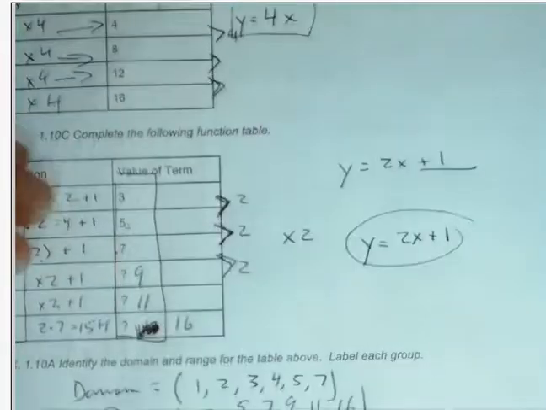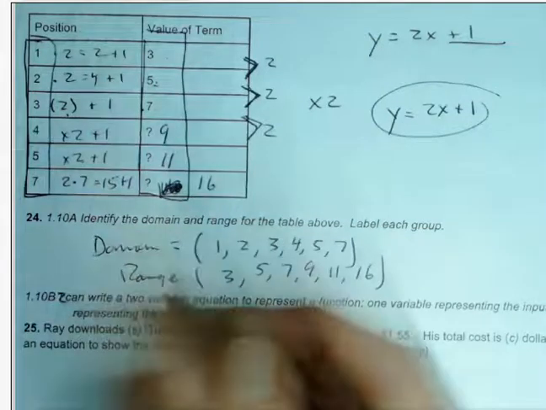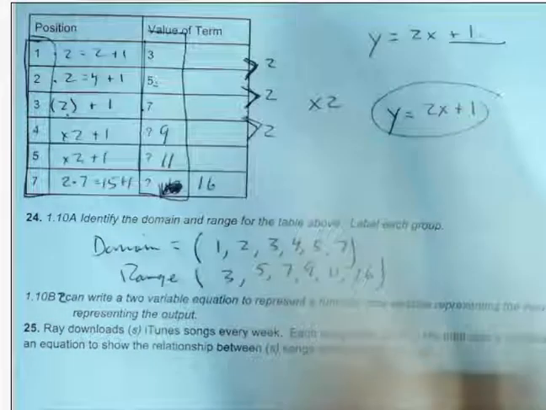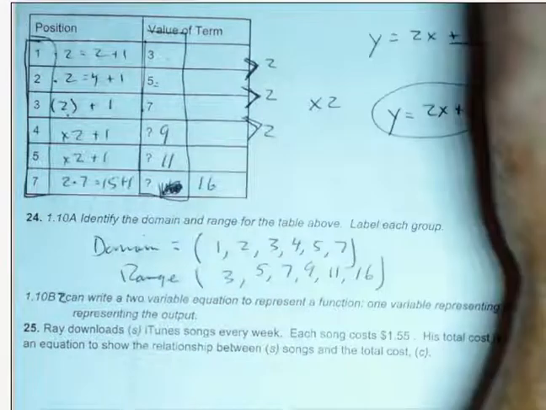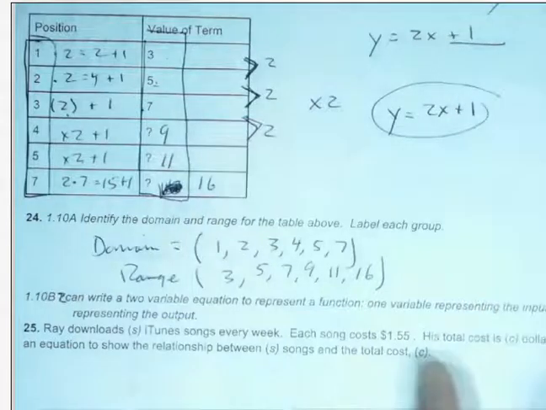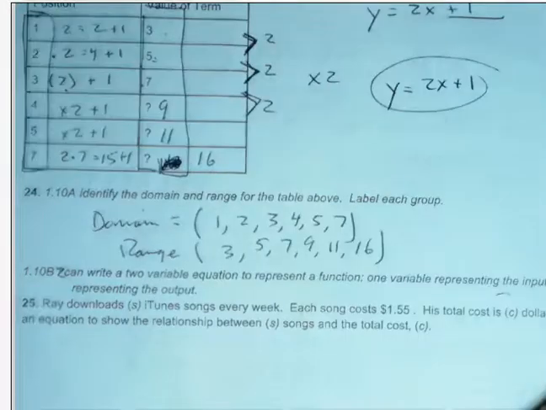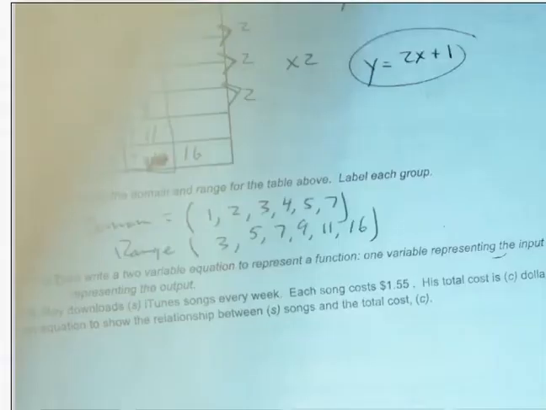1.10b1. I can write a two-variable equation to represent a function. Let's slide this up so you can see the domain and the range. This is actually 1.10B1, if you want to watch that video, where you take a table and you write an equation. 1.10B2 is where you take a word problem and do it. So I'm going to have to make this a little bit smaller to get the whole word problem in.